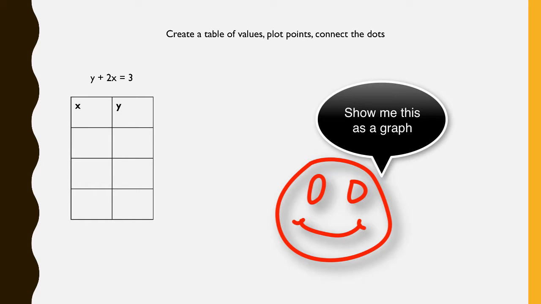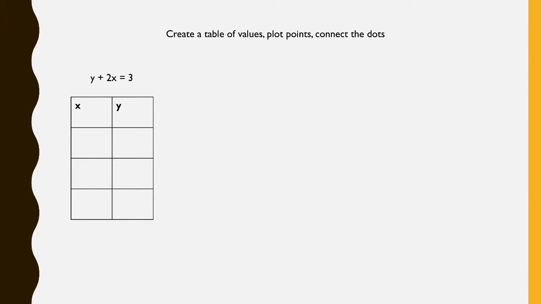We're going to make ourselves a table, and the x and the y represent coordinates on our graph. The x is the x coordinate, and the y is the y coordinate, and together that's a single point on your graph. You could think of it as a latitude and longitude if you're looking at a GPS.